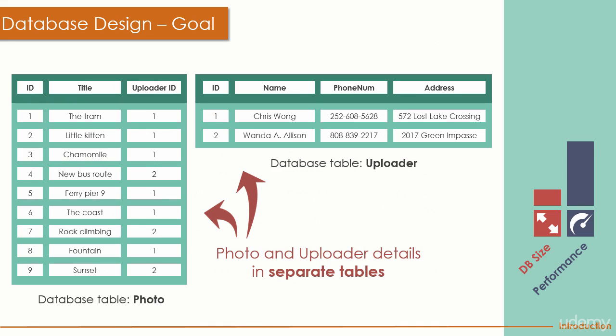So the idea could be we can split the photo and uploader into two tables. In this case, the photo table saves the photo information, and the uploader table saves the uploader information. The benefit is we can reduce the redundant data, and when you update the uploader information, you don't need to update a lot of rows in the database.